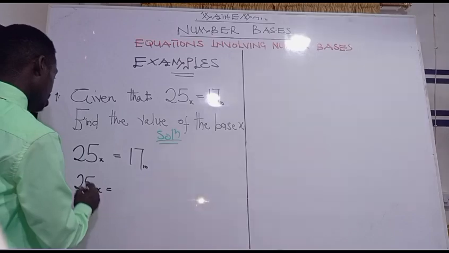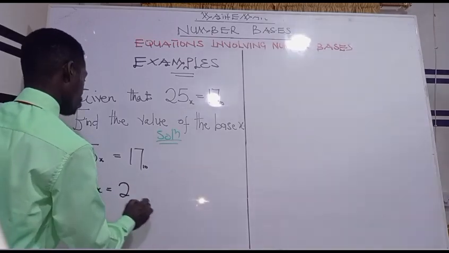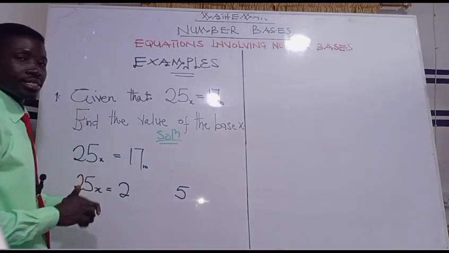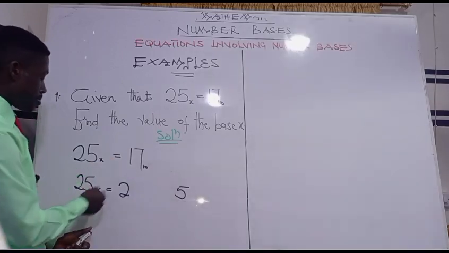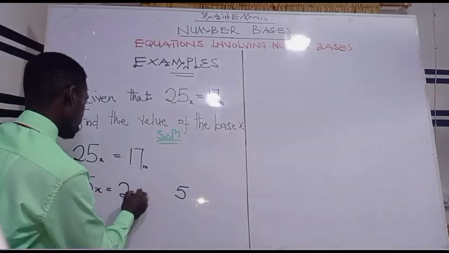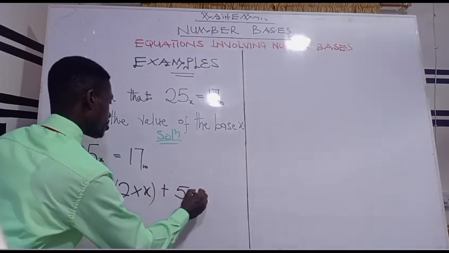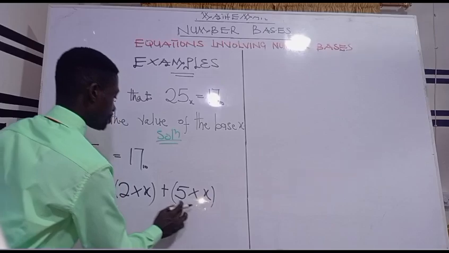In doing that, we are going to write this number as it is, in order. So we have 2 and then 5. The next thing that we are going to do is multiply each of these numbers by the base given. So the base is what? Base x. So we multiply each of these numbers by the base given, and then we sum them.